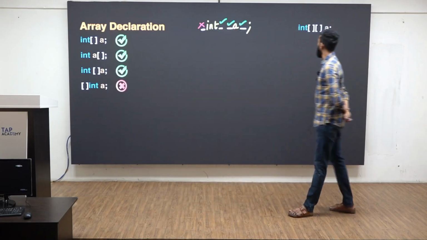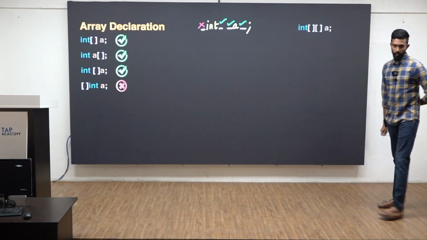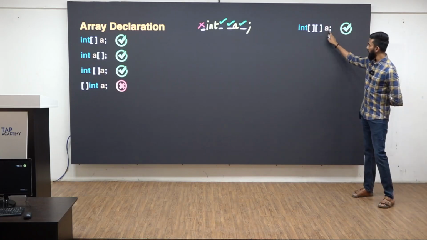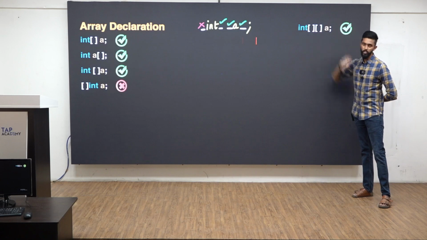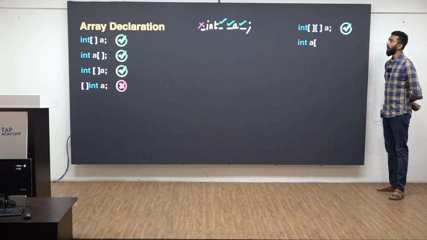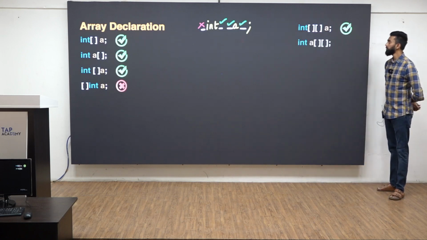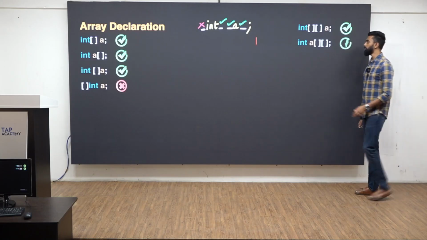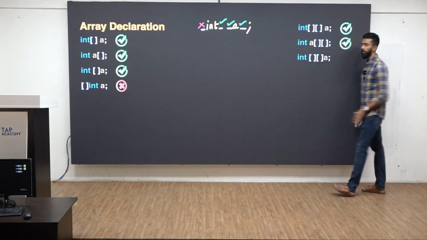Next. Now it is two-dimensional arrays. Of course, this is valid. This is how we have been writing, because A is a two-dimensional array of integers. Okay. Tell me, valid or invalid? 100% valid. Am I clear? Okay, sir. Great. What about this one? Tell me, valid or invalid?